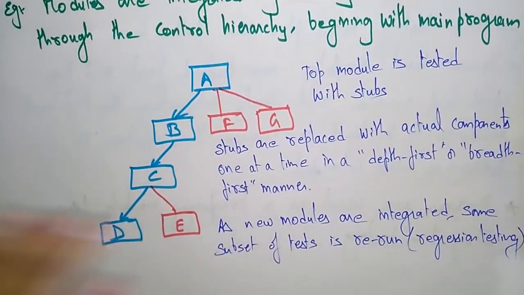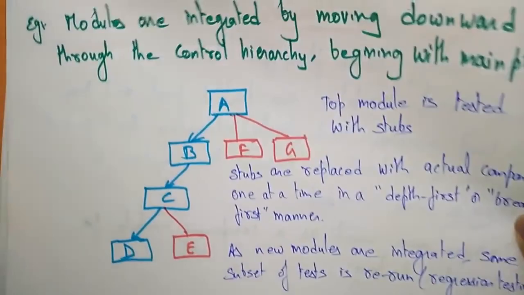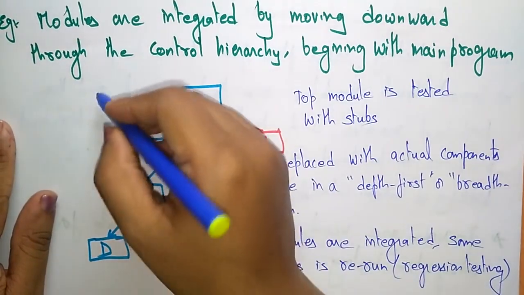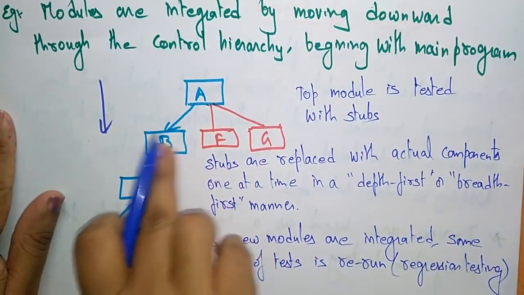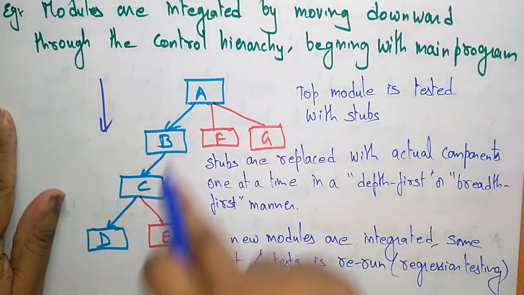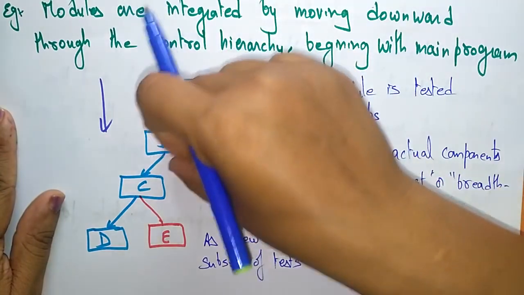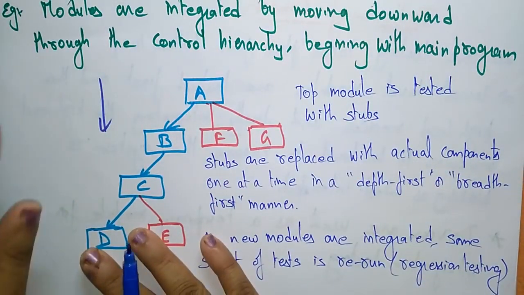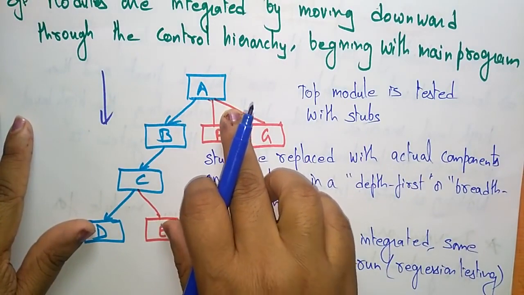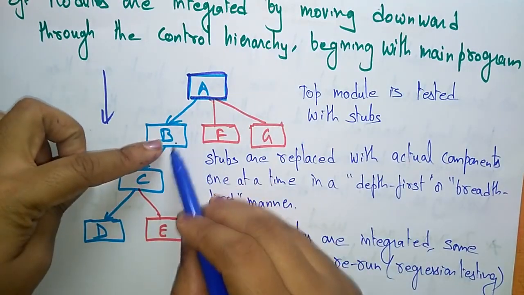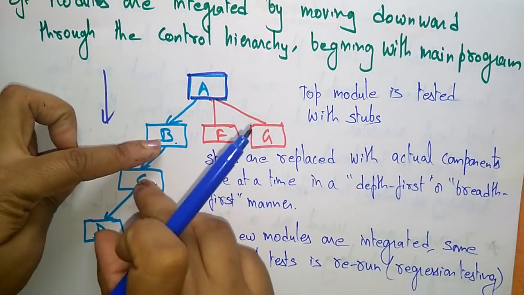So let me explain about the stubs here. I'm taking one example, that is the modules are integrated by moving downwards. So this is a top-down approach. The modules are integrated by moving downwards through the control hierarchy. One hierarchy is followed, beginning with the main program. So this is a main program that I have divided into A, B, C, D sub-modules. Okay. So the top module is tested with stubs. So how can I test this A module? Here B is there, but C and D are not ready.